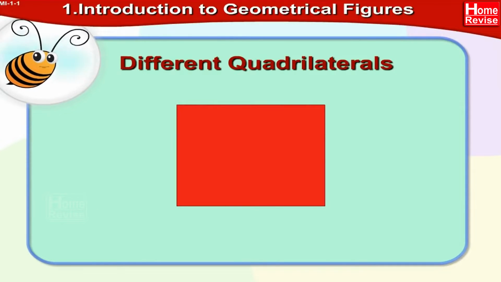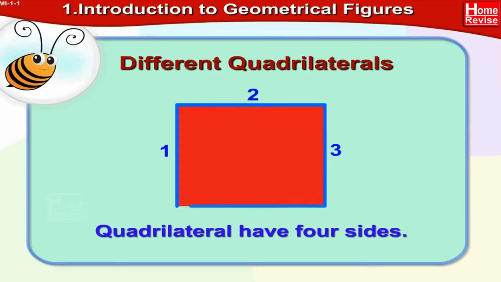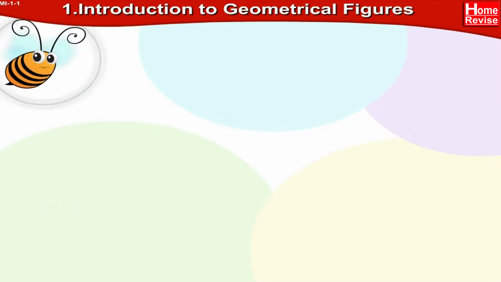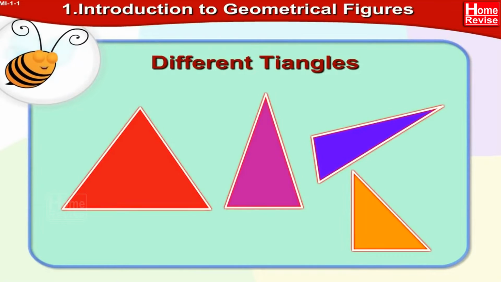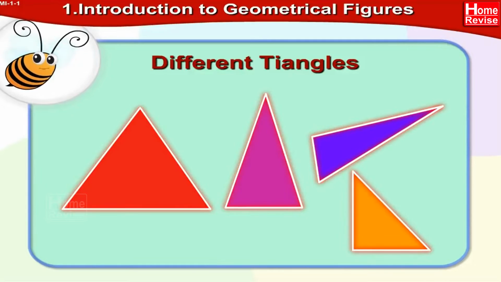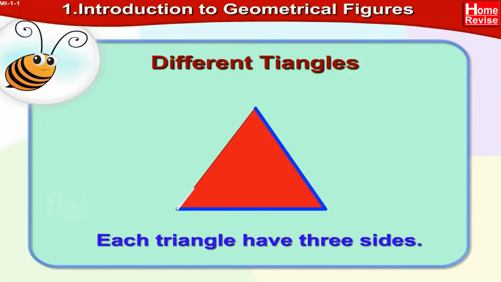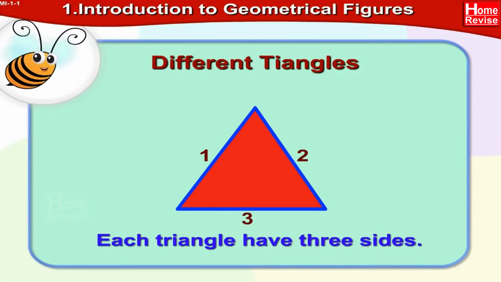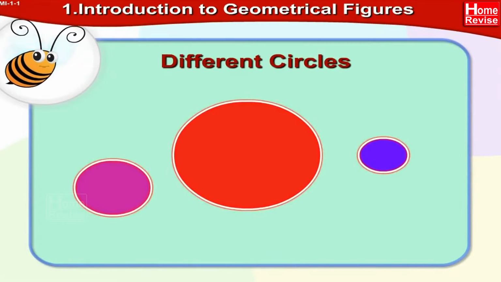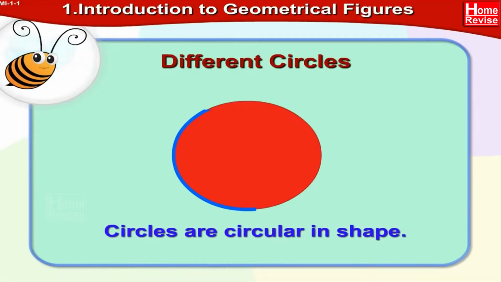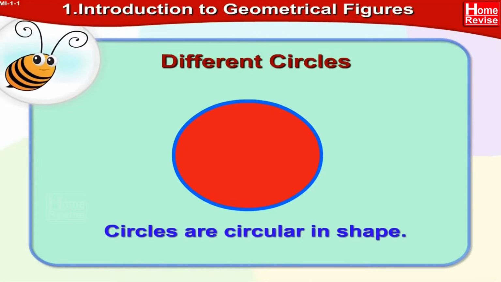See this picture. In this picture, all of them are quadrilateral. A quadrilateral has 4 sides. Now let us see different types of triangles. See this picture. All these are triangles and each triangle has 3 sides. In this picture, all of them are circles. All these are circles and they are circular in shape.